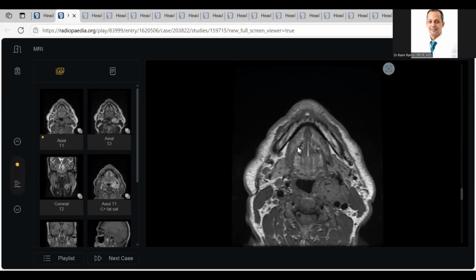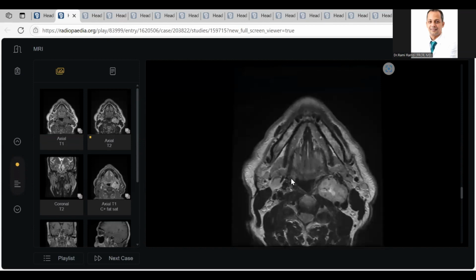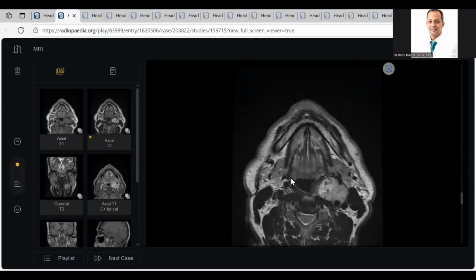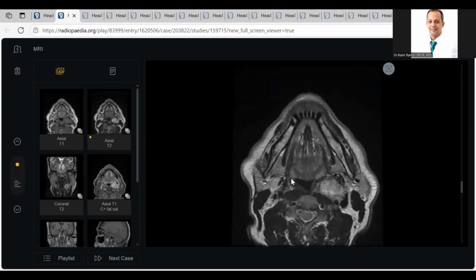So can you show me please the T2 sequence? The mass is well defined and is causing splaying of the ICA and ECA and is bright on T2. Awesome. Excellent. Can I see the post contrast sequences?